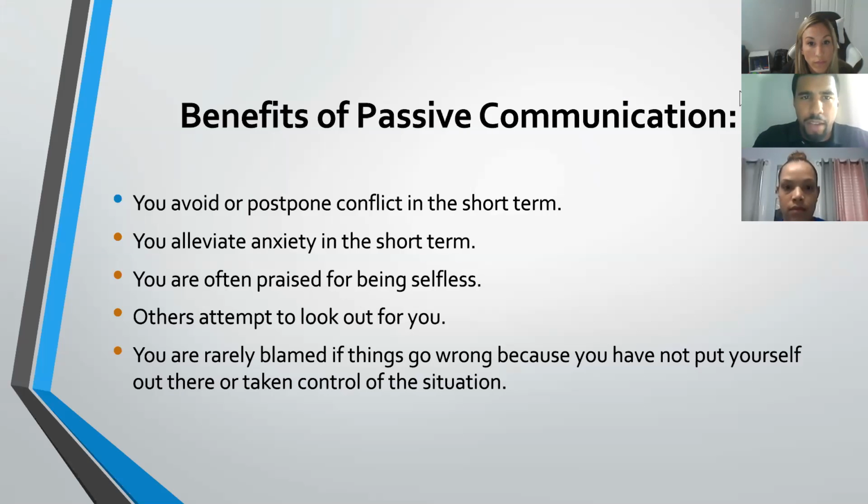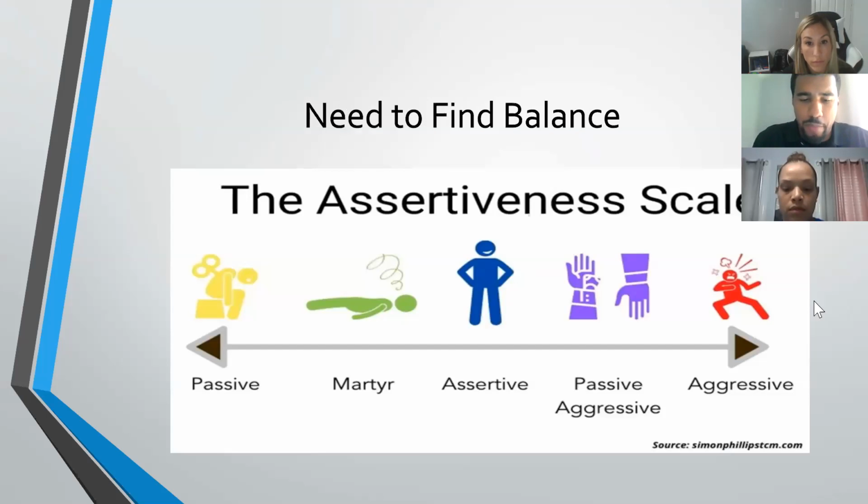There are benefits of passive communication. There are times in our lives when we take on the passive role. It can help us be seen as someone who is willing to make a sacrifice to ensure a positive outcome for others. People view us as considerate and thoughtful when we occasionally accept a compromise or give in for the greater good. You also avoid or postpone conflict in the short term. You alleviate anxiety in the short term. You are often praised for being selfless, to name a few. It is when we consistently become passive that it becomes a problem. You need to find balance.